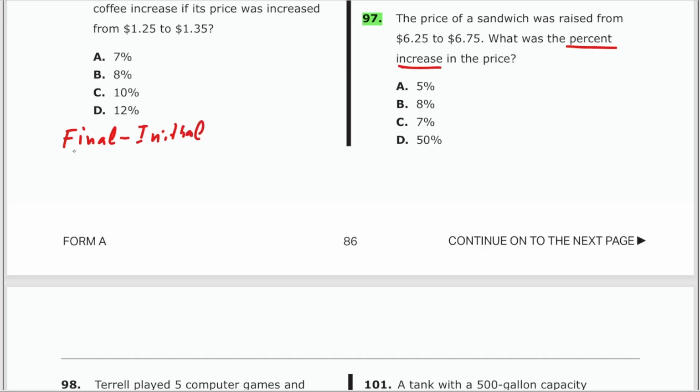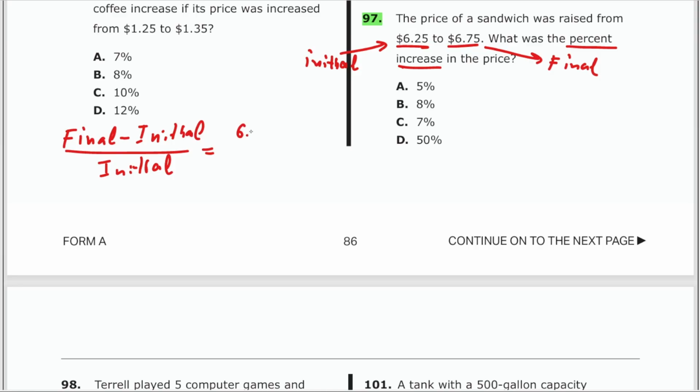Now, you can skip lots of steps while solving these problems if you know the formula really well, right? So now, what is our final? This is the final. That's where you got to. Now, initial, that's where it all started from. That's 6.25. That's initial. All right. So let's just plug it in. So 6.75 minus 6.25 over 6.25. Okay.